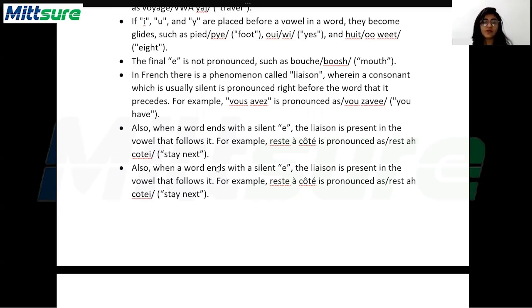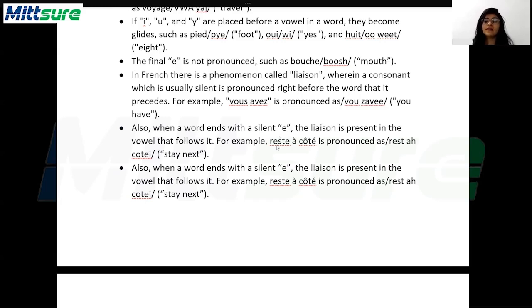This has been repeated twice. We'll just see the one that is the same being repeated. So next is if the word ends with E, then it is not pronounced. That's what we have seen before, right? But if the word ends with E and it has an accent on it, then it will be pronounced.